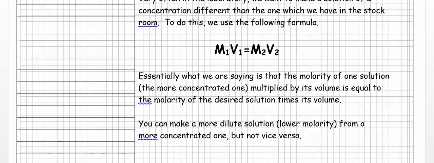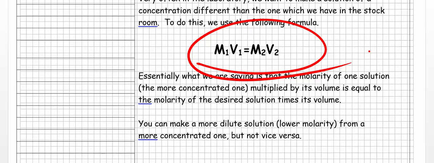I want to welcome you back to Unit 11. This is Solutions, and we're talking about solubility and dilution, right? So if we have a concentrated solution and we want to dilute it, we want to know what the relationship is between the concentrated solution and the dilute solution, and here it is. It's M1V1 is equal to M2V2. In other words, the molarity or concentration of the more concentrated solution times its volume is equal to the molarity of the more dilute solution times its volume, okay?